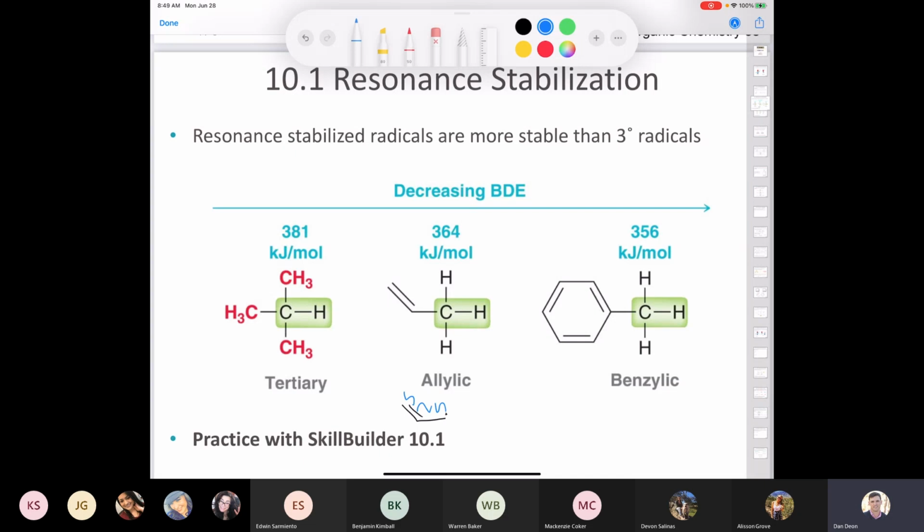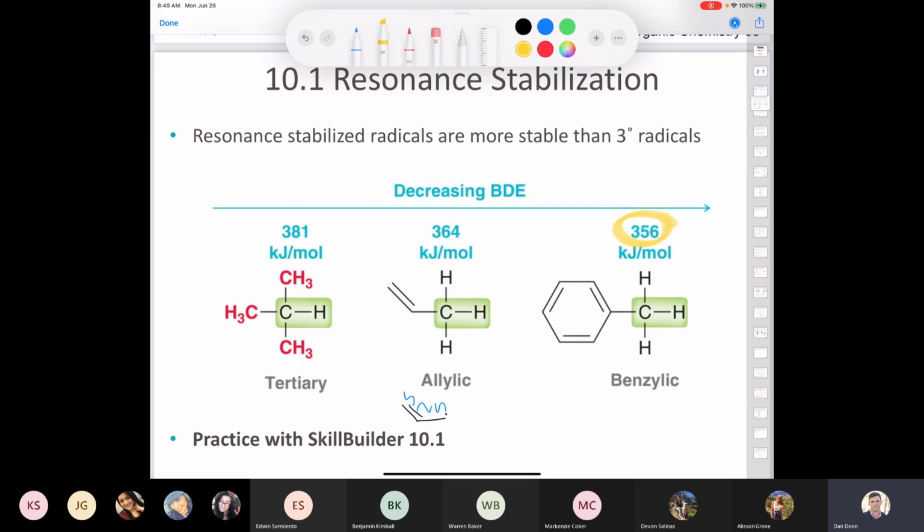But anyhow, you end up with something that's resonance stabilized. And we just drew all the resonance contributors for a benzylic radical. So that's even more stable. Why? We've already answered that question today, because the benzylic radical has 4 resonance contributors, whereas this only has 2. So it's more resonance stabilized. Therefore, its bond dissociation energy is even weaker than that of an allylic carbon-hydrogen bond.